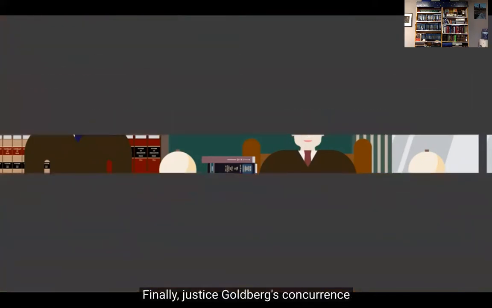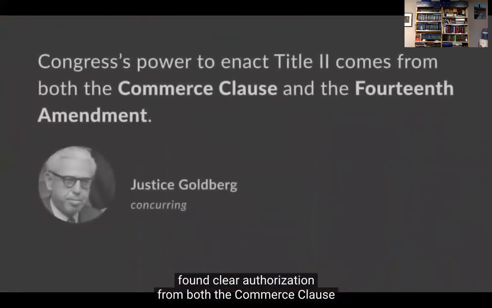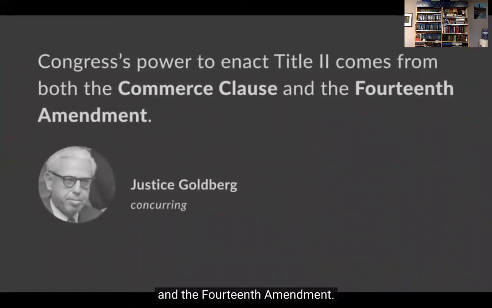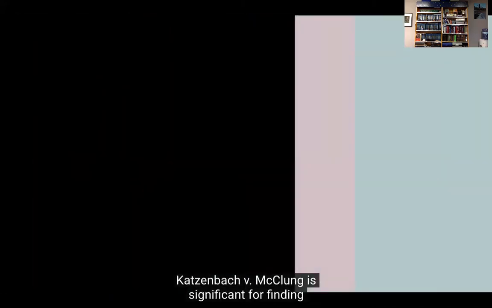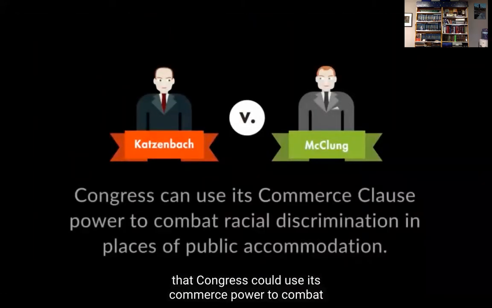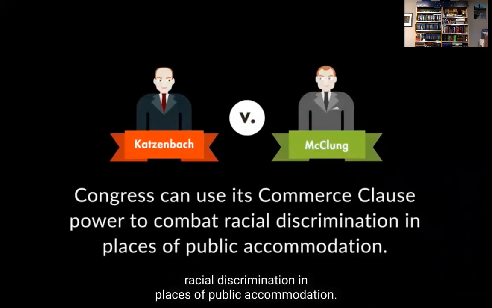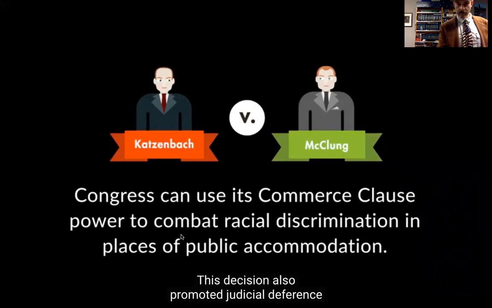Finally, Justice Goldberg's concurrence found clear authorization from both the Commerce Clause and the 14th Amendment. Goldberg emphasized that the purpose of Title II wasn't to regulate commerce, but rather to protect human dignity against discriminatory conduct. Katzenbach versus McClung is significant for finding that Congress could use its commerce power to combat racial discrimination in places of public accommodation. This decision also promoted judicial deference to Congress's power under the Commerce Clause.